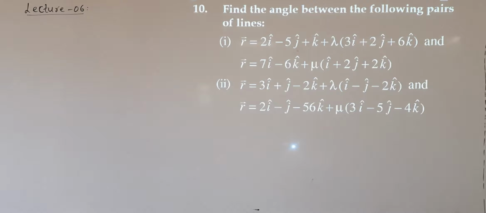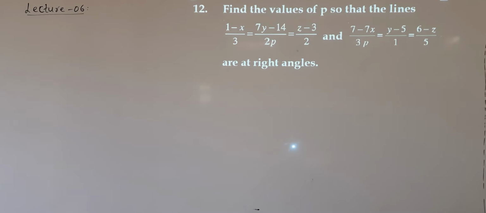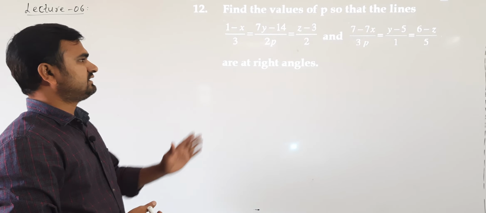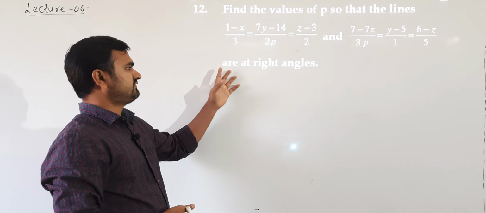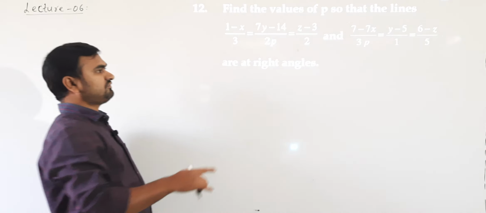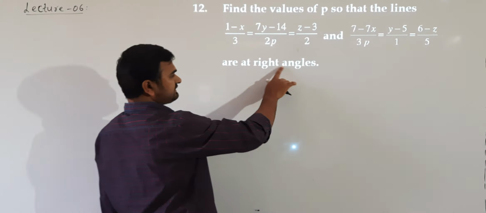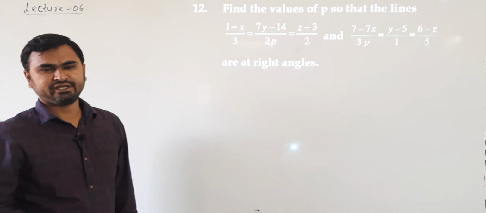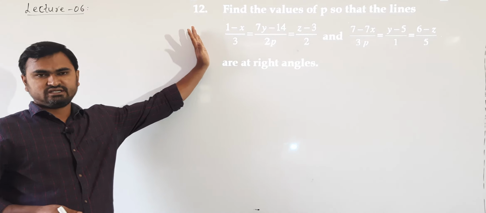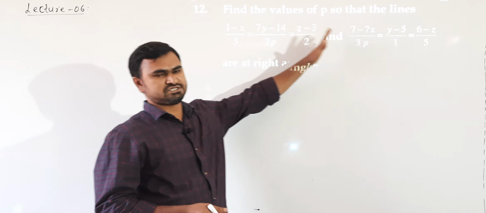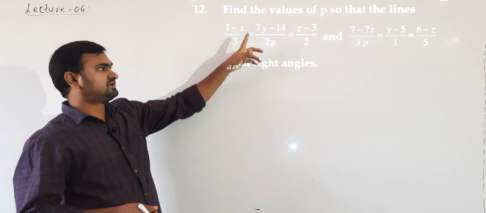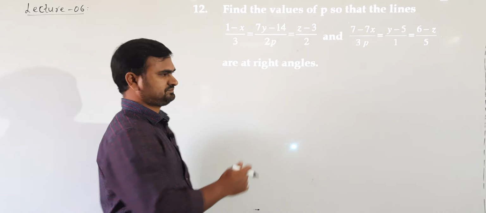Let us see the next question. Question number 12. Find the values of P so that the two given lines are at right angles, meaning the two lines are perpendicular. Observe that the lines are given in Cartesian form. So in Cartesian form, what is the condition for two lines to be perpendicular?